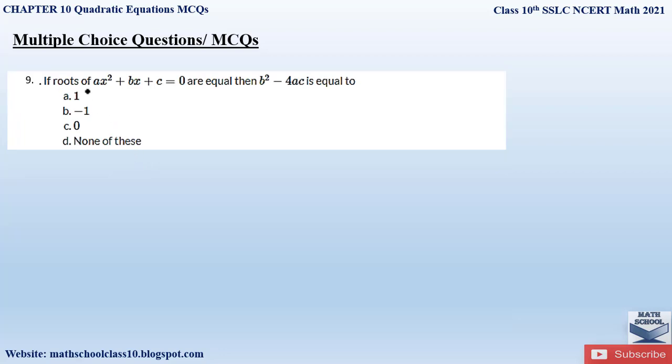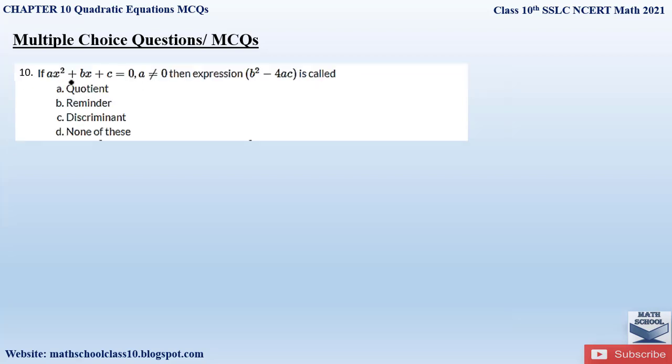Question number 9. If roots of ax square plus bx plus c is equal to 0 are equal, then b square minus 4ac is equal to. B square minus 4ac is nothing but the discriminant, right? So this discriminant value is very much important to find out the nature of roots. So whenever the roots are equal, then the discriminant value should be equal to 0. So our correct option is option C. Again, I have explained this in detail in my previous video, that is the revision for quadratic equation.